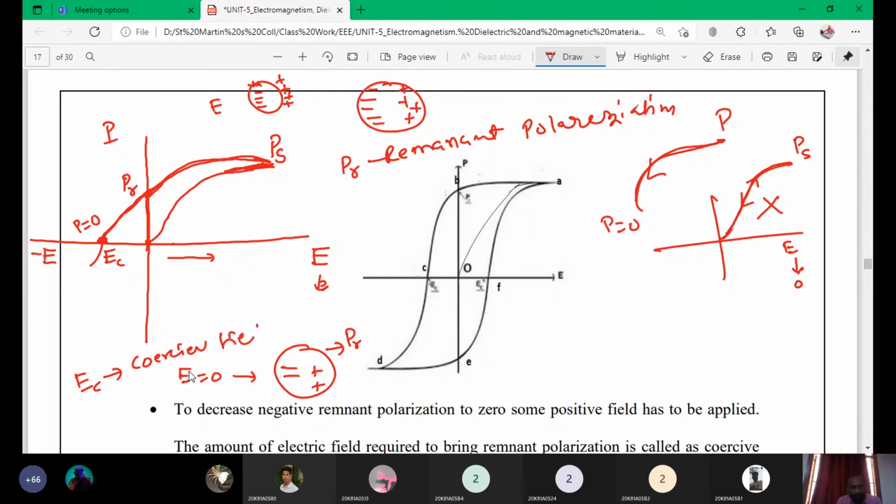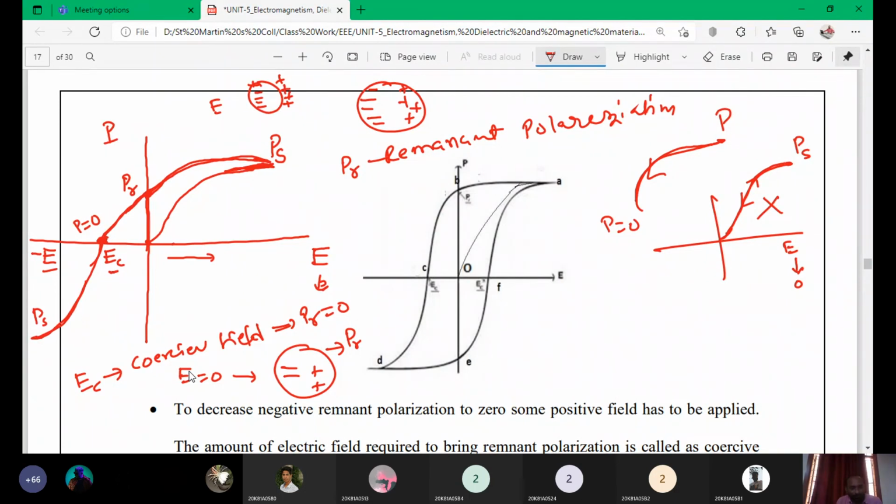So to make the remnant polarization zero, we change the electric field. At the particular electric field where the polarization becomes zero, that field we call the coercive field. Then we again increase the negative electric field, and the polarization increases again, but in the reverse direction, and again it reaches saturation.